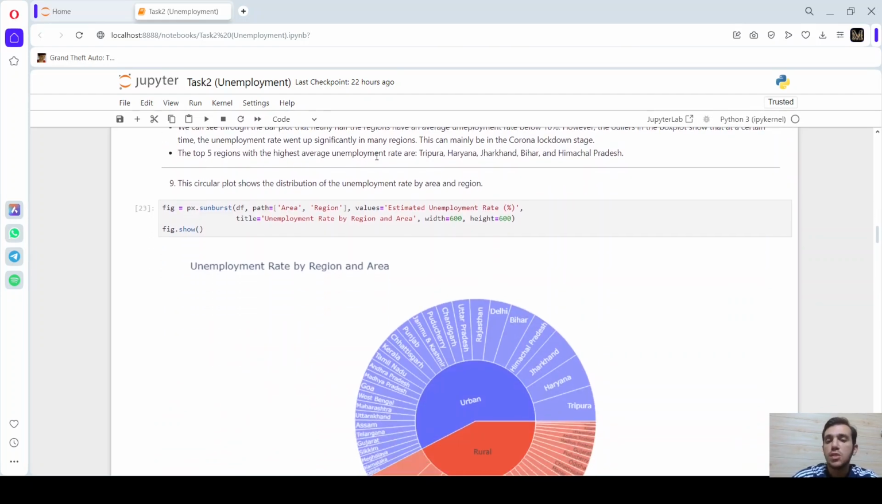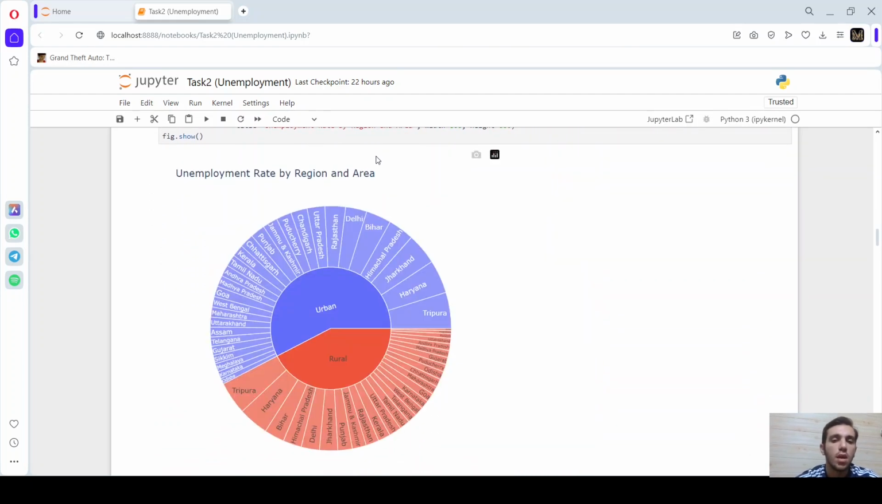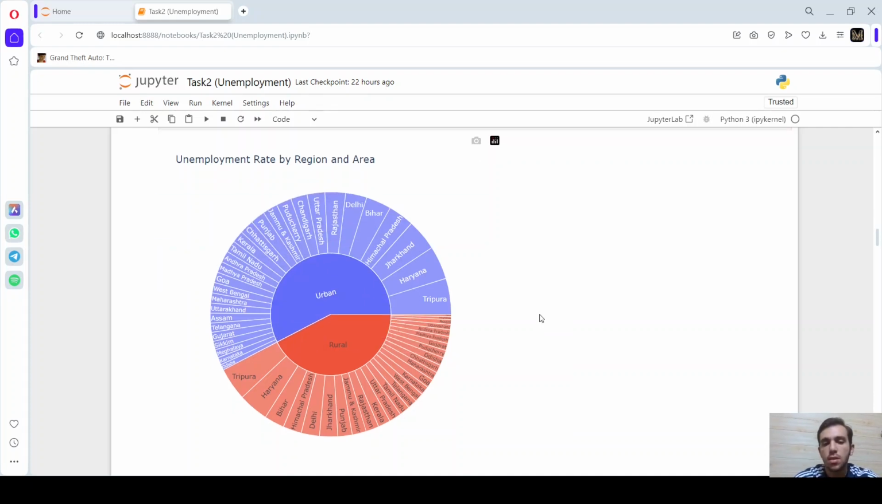So to go deeper and see how the unemployment rate is distributed by regions and area, we can see this sunburst chart, and as we can see, the urban areas have a larger unemployment rate compared to rural areas. This is sensible because urban areas have a larger concentration of people, so the unemployment rate is supposed to be higher compared to the rural area.